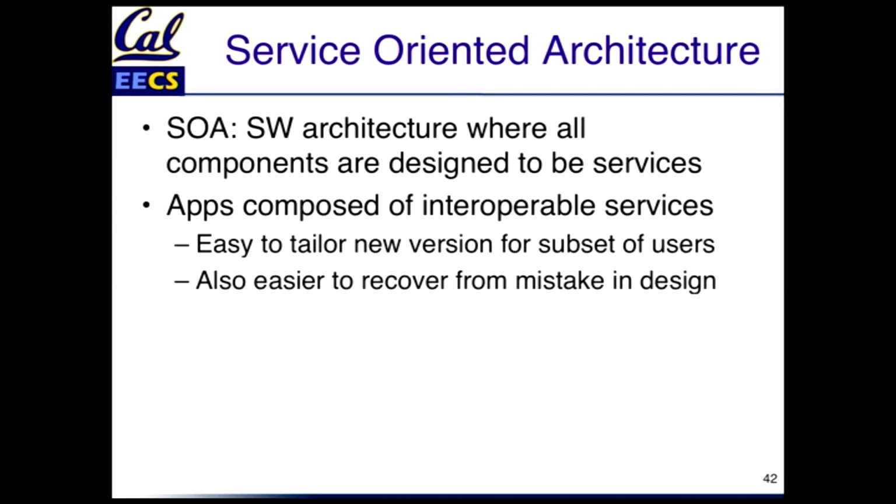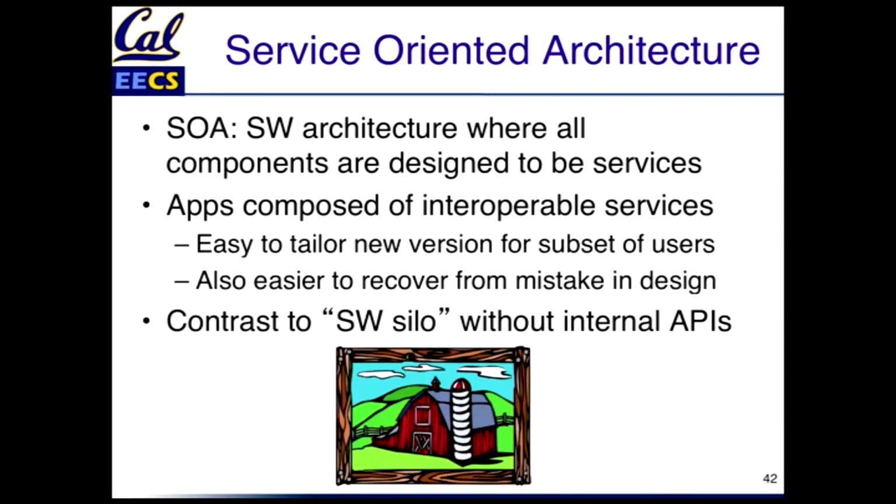It's much more flexible. Armando and I had to come up with a name for the thing that's not service-oriented architecture, and we think it's a software silo. So it's monolithic, behind the scenes, the way you would traditionally do it. There are no APIs that are visible. Everything's internal. It's the normal way to do it, and we would use grain silo as the acronym.